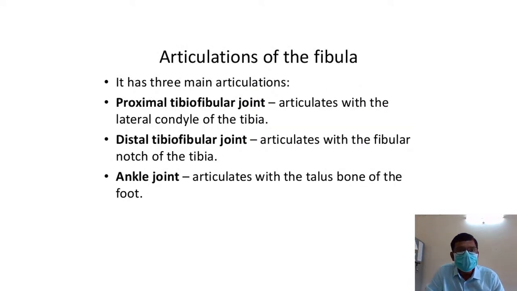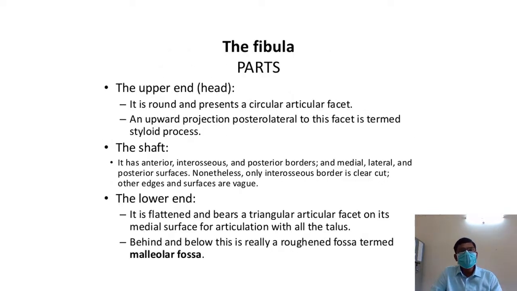Coming to the articulations of the fibula, it has three main articulations. The proximal tibiofibular joint, which articulates with the lateral condyle of the tibia. The distal tibiofibular joint, which articulates with the fibular notch of the tibia. And finally, the fibula will also participate in the ankle joint, wherein it articulates with the talus bone of the foot.